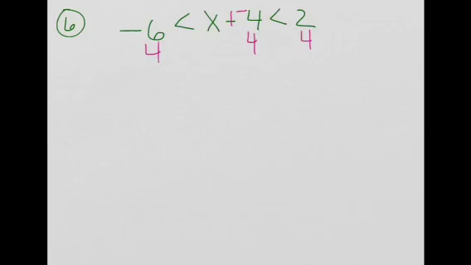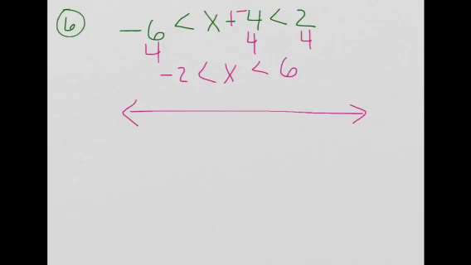We have one inequality which says negative 6 is less than x minus 4. And then we have the second inequality which is x minus 4 is less than 2. And what we're doing right now is solving both of them at the same time. So now we have x is less than 6 and x is greater than negative 2. So we're going to graph.